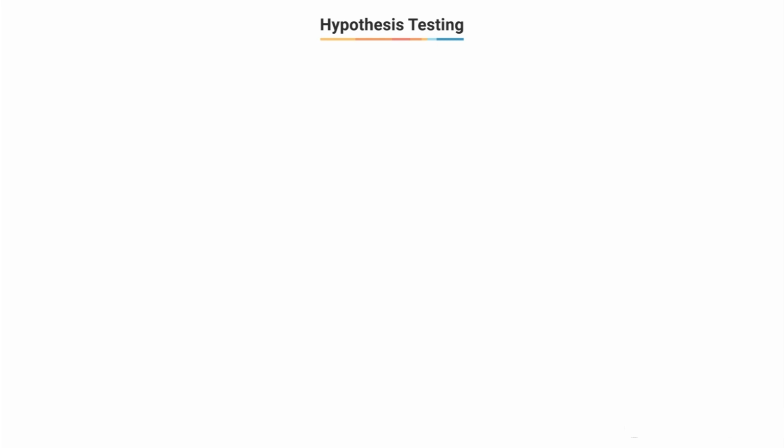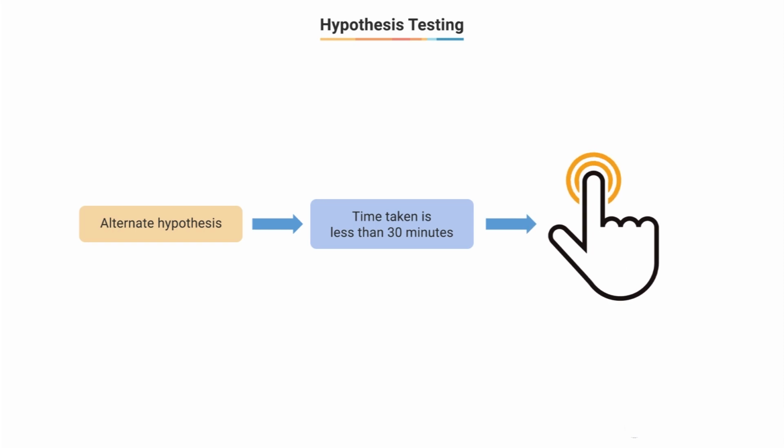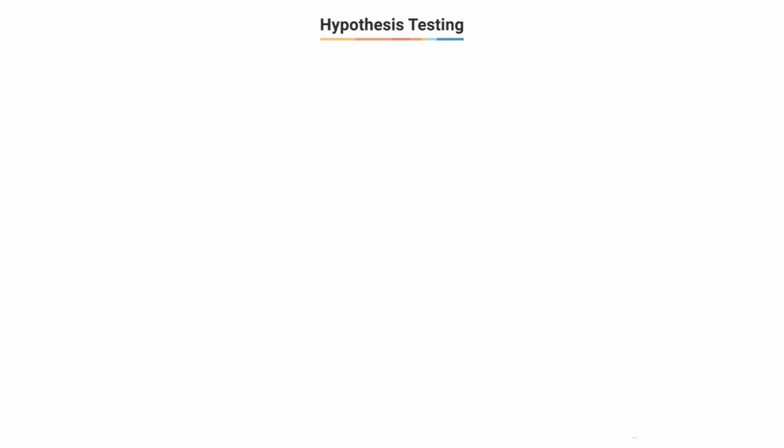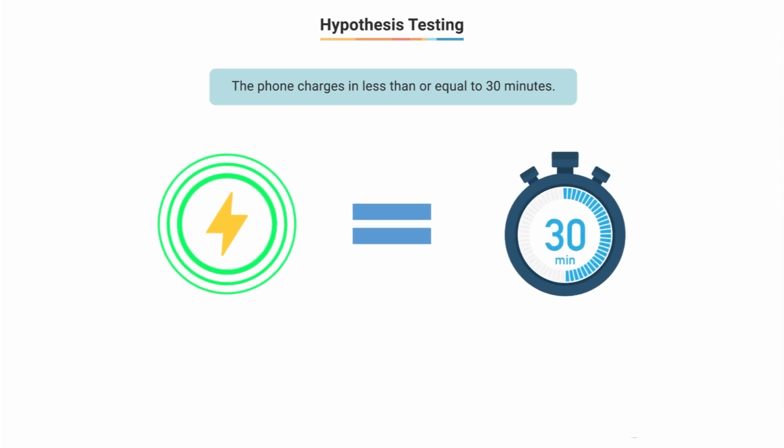So what happens if the alternate hypothesis holds true? If the time taken is less than 30 minutes, then we need to take some action. This action would be that we revise this claim to some superior figure by finding the average charging time. Or we could also alter our slogan and say that it charges in less than 30 minutes. Whatever it be, it is good news for us.